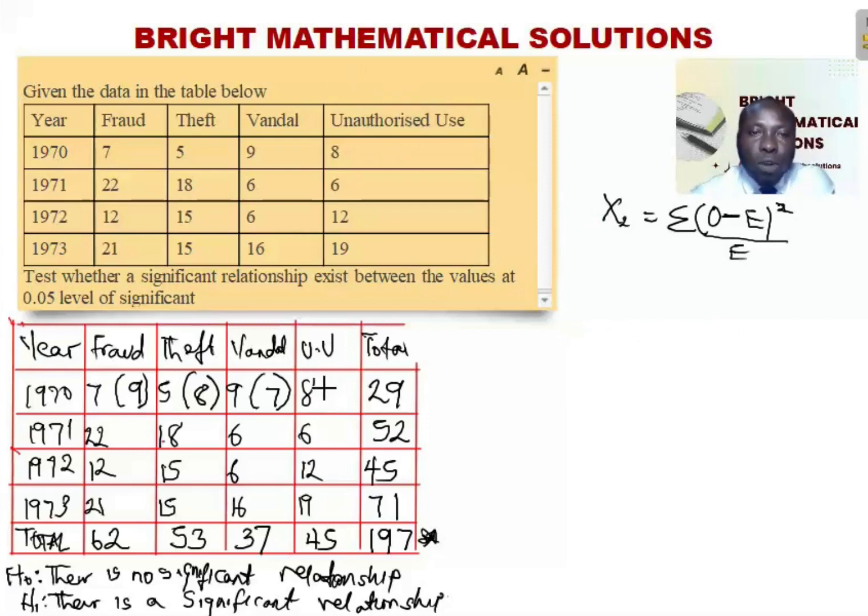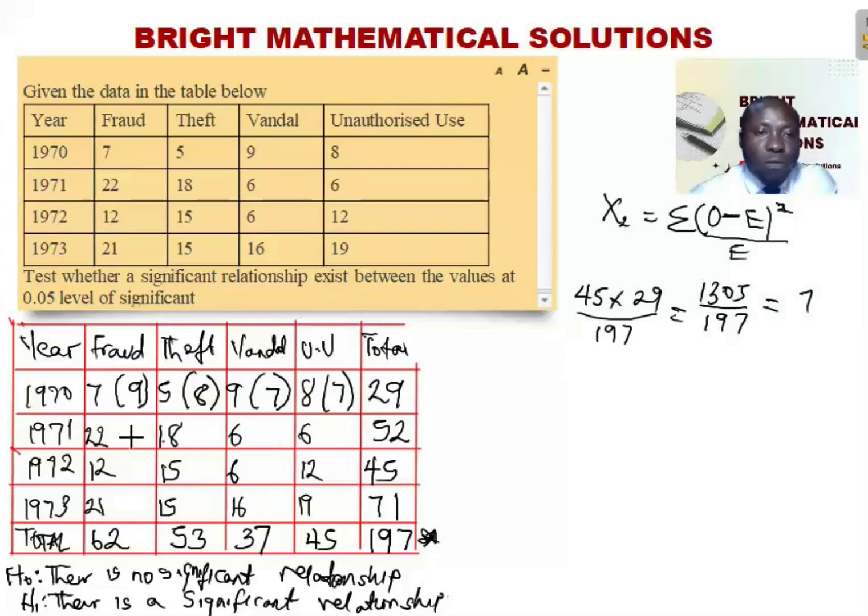So for the unauthorized use, that would be 45 multiplied by 29 divided by 197. That gives me 1305 divided by 197, and that is 7. So here I'm coming back and writing 7 in brackets.